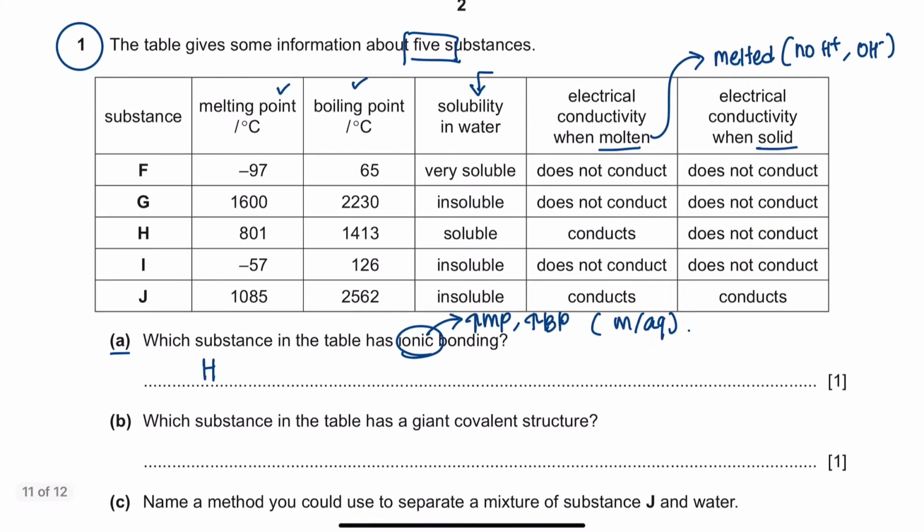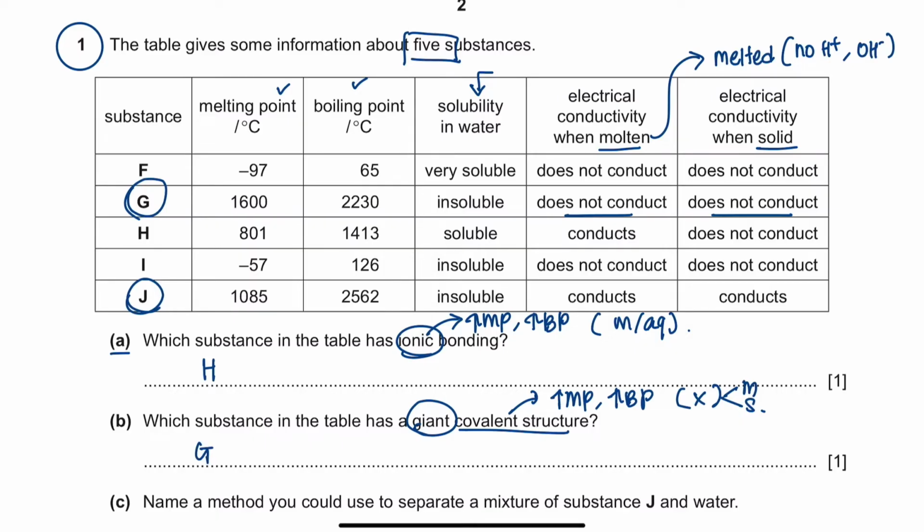Question B, which substance in the table has a giant covalent structure? Again, covalent structure has a very high melting and boiling point. However, it does not conduct electricity in molten or solid state. So now that we have ruled out H, the only substances with a high melting point and boiling point could possibly be G or J. And only substance G does not conduct electricity in both molten and solid state. So your answer would be substance G.